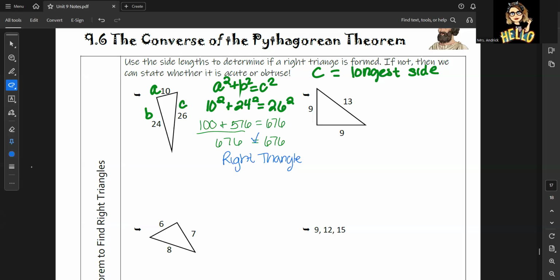So I want you to label these A, B, C and plug it in and get down to the end. So label these as A, B, C and get as far as you can. So try that one for me.